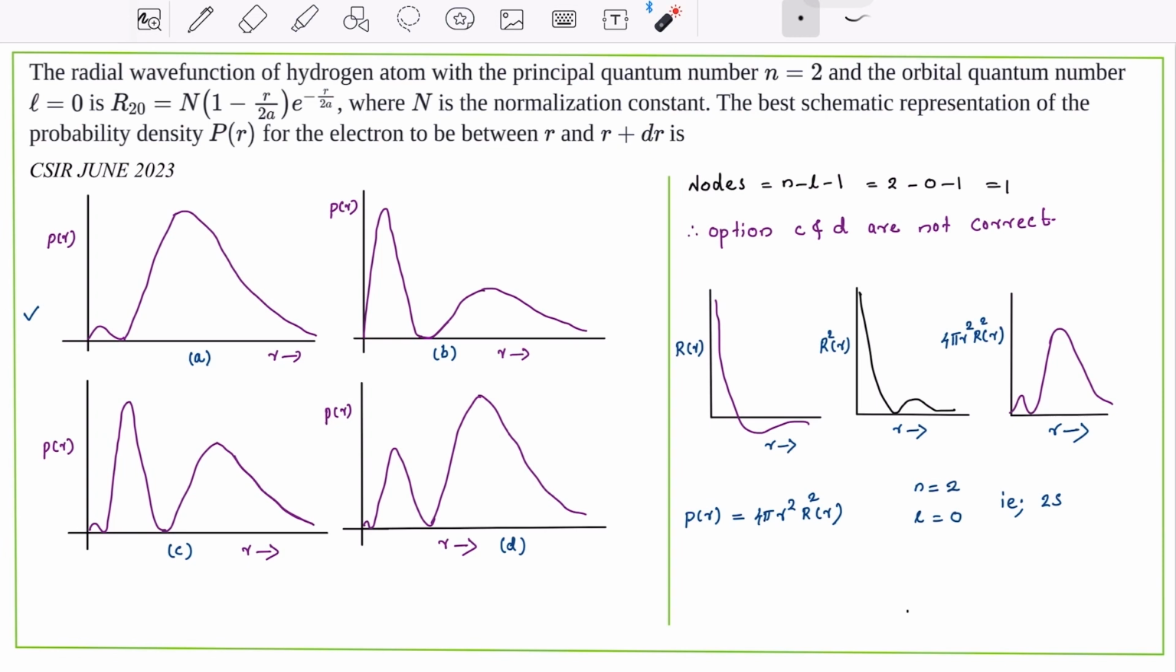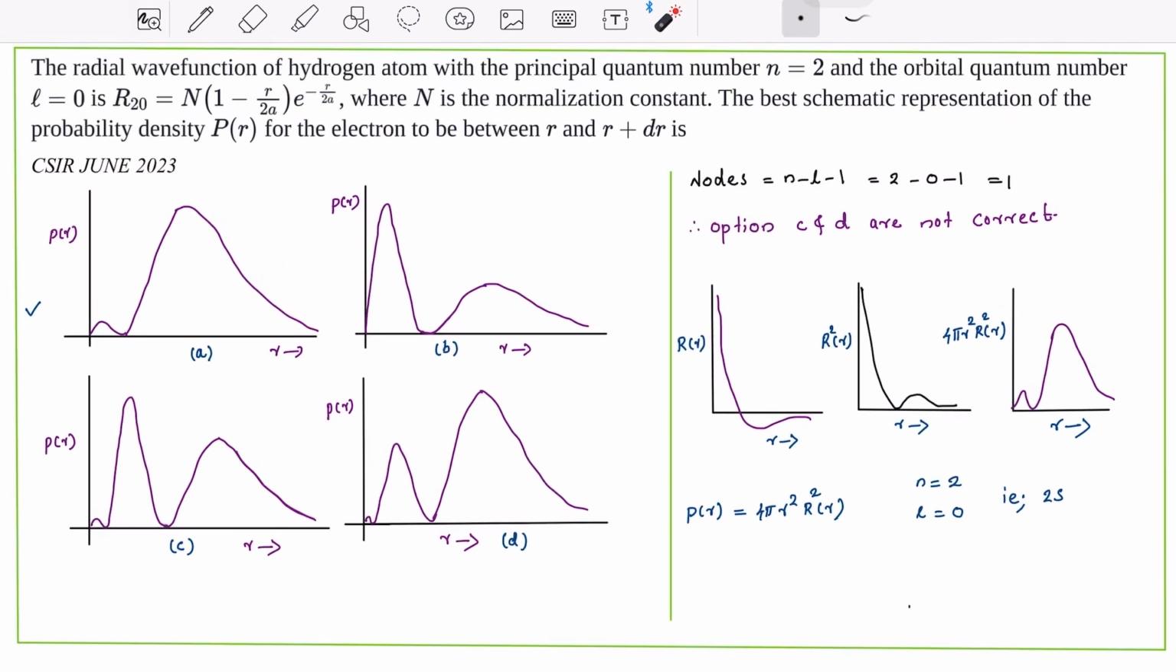Now we can clearly see that near r is equal to 0, the probability is lower and then the probability increases to a maximum. Now on comparing with option A and option B, from the shape of the curve, we can say that option A is the right option.